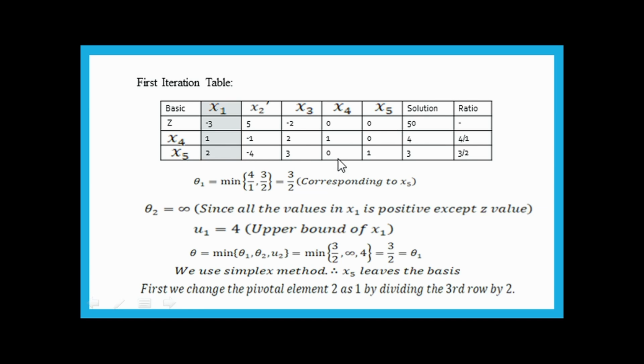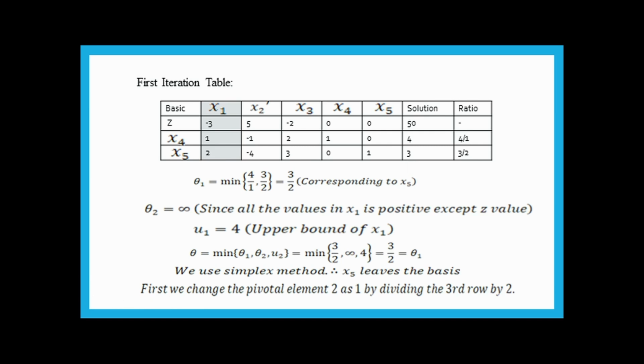This value corresponds to the previous maximization z values. And the x4 row is 1, minus 1, 2, 1, 0. The solution is 4. The x5 row is 2, minus 4, 3, 0, 1. The solution is 3. Here also we have to repeat the same procedure.